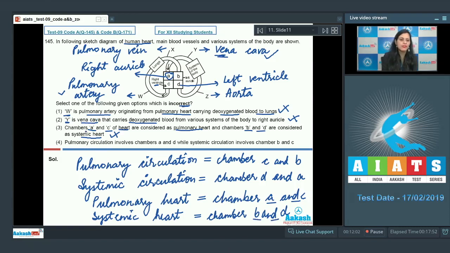The last option given is pulmonary circulation involves chambers A and D, while systemic circulation involves chamber B and C. No, this is wrong. And as it is an incorrect statement, this is a correct answer to our question. Because pulmonary circulation involves chamber C and B, whereas systemic circulation involves chamber D and A. So the correct answer to this question is option number 4. Let's discuss our next question.